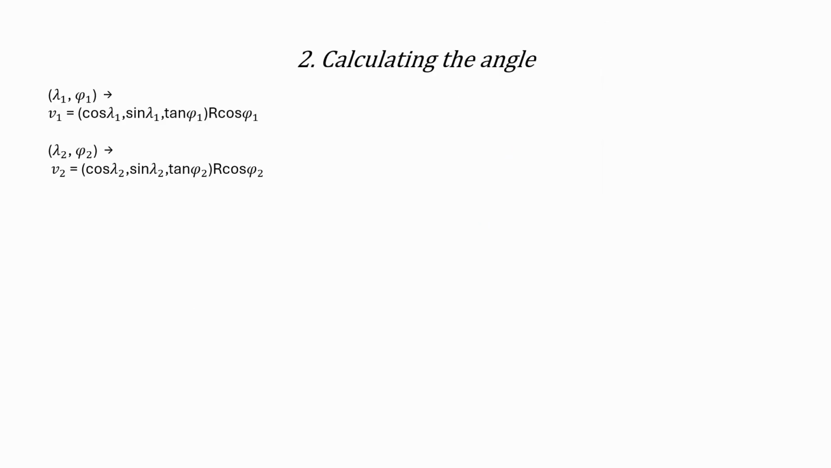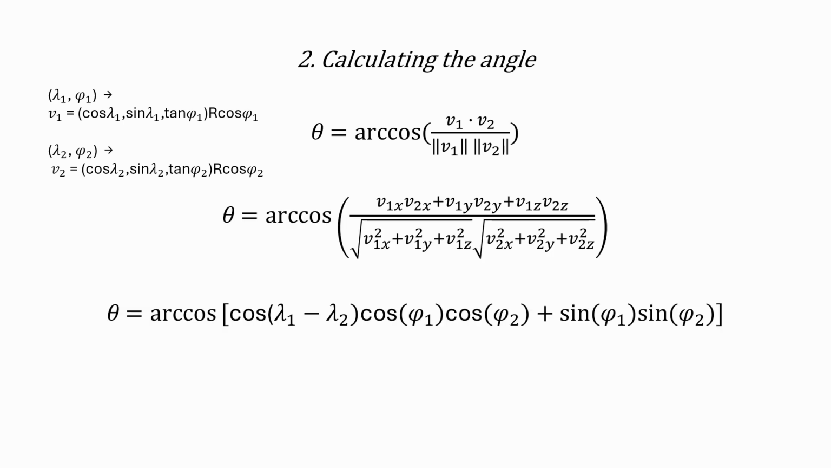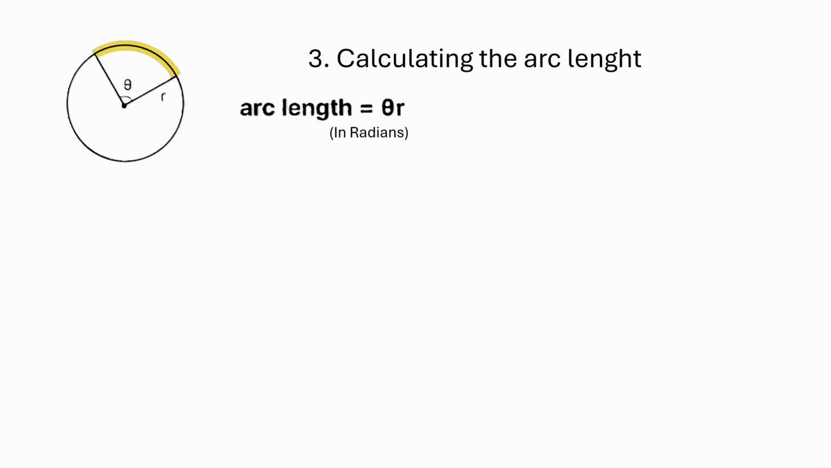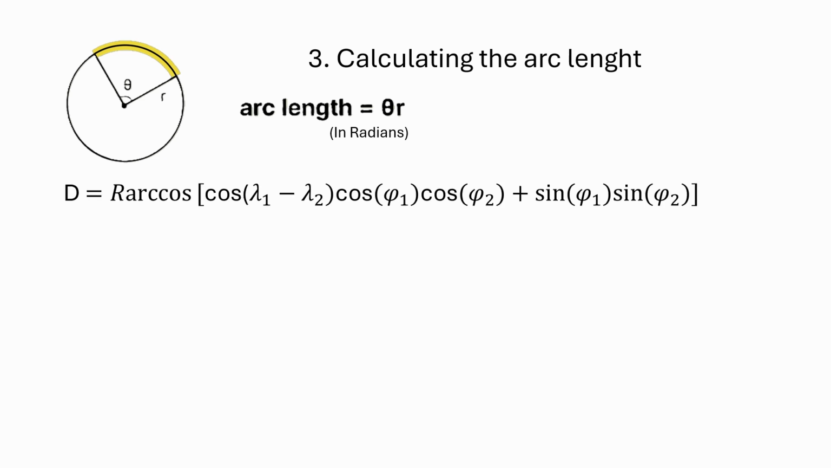Now we need to calculate the angles between the two vectors. There is a simple one-size-fits-all formula for calculating the angle between two vectors, and once we apply it, we get this. And now in order to calculate the distance between those two cities, what we actually need is the arc length, which in radians is just the angle multiplied by the radius. So this is the formula. We've multiplied here the radius by the angle, which is generated by this function.